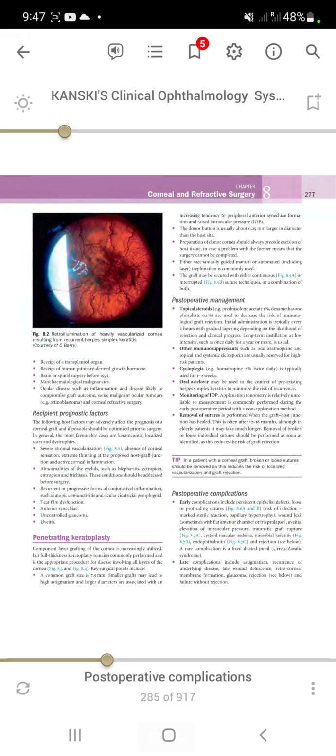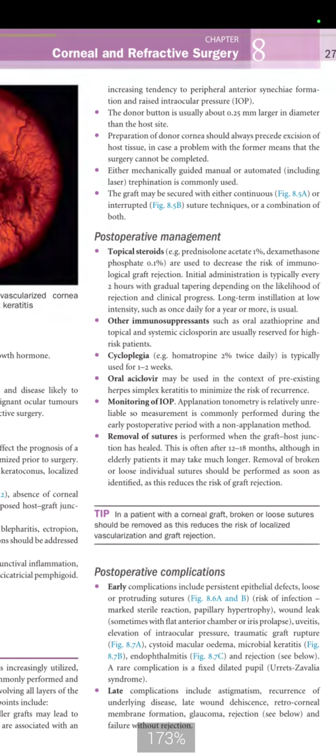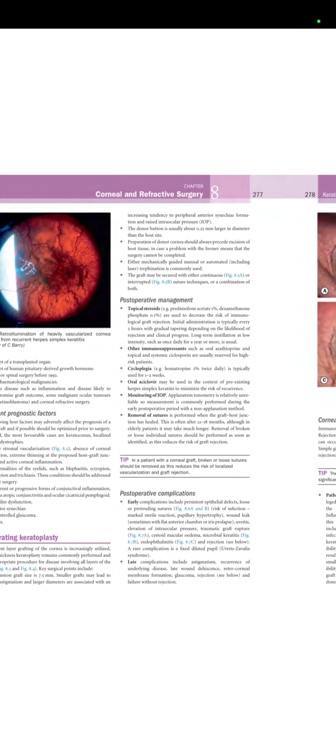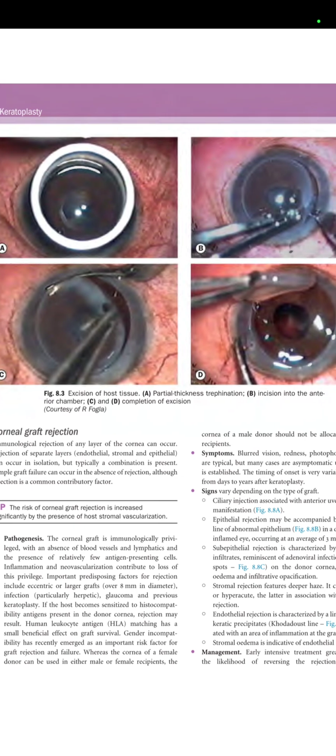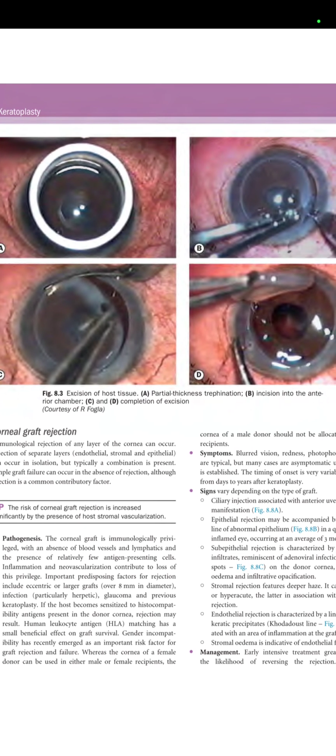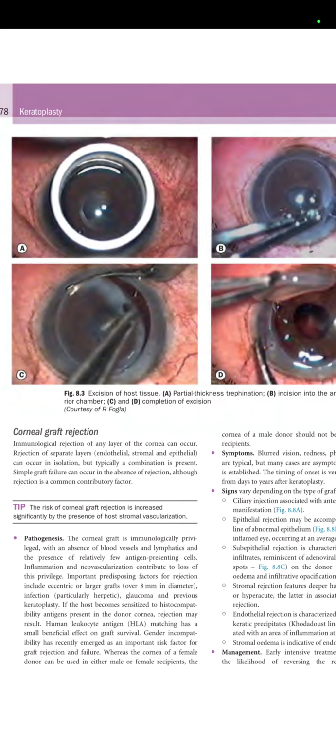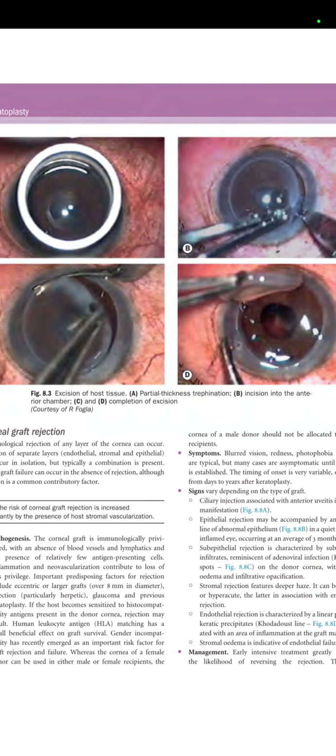So there are two techniques to suture the graft to the host cornea: continuous and interrupted sutures. You can see figure 8.3. We are seeing excision of the host tissue. A is a partial thickness trephination. This is a trephine that is put onto the cornea, and you just rotate it, and it causes a partial thickness incision. Then there is entry into the anterior chamber. B is showing that you are incising with a blade, or you can use scissors, to enter the anterior chamber, and C and D show the complete excision of the cornea.